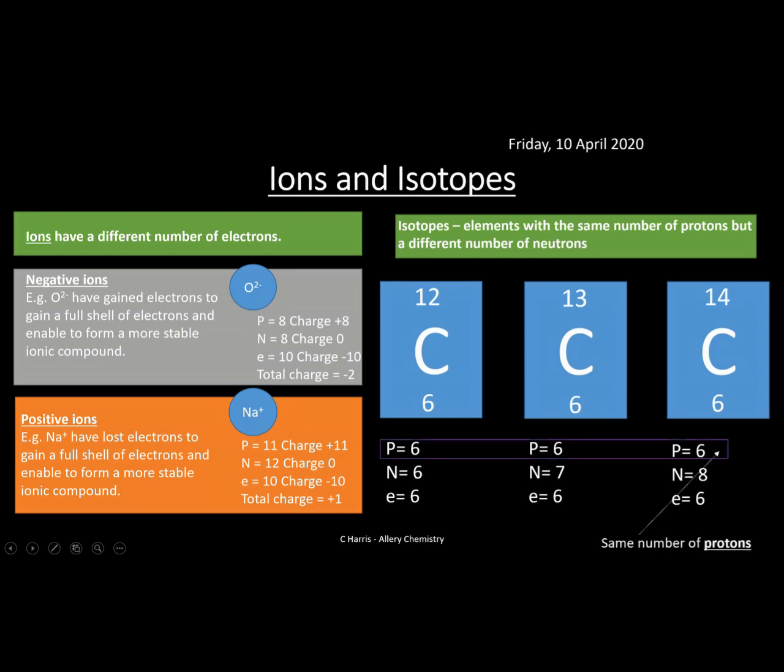Now what you'll notice is it has the same number of protons for all of the elements, but it has a different number of neutrons. So you can see the one on the left, this one here has 6 neutrons, this one has 7 neutrons, and this one has 8 neutrons. But notice the charge doesn't change. Just because we're getting more neutrons doesn't mean the charge is changing, because a neutron is neutral, remember, and the number of protons and electrons remains the same.